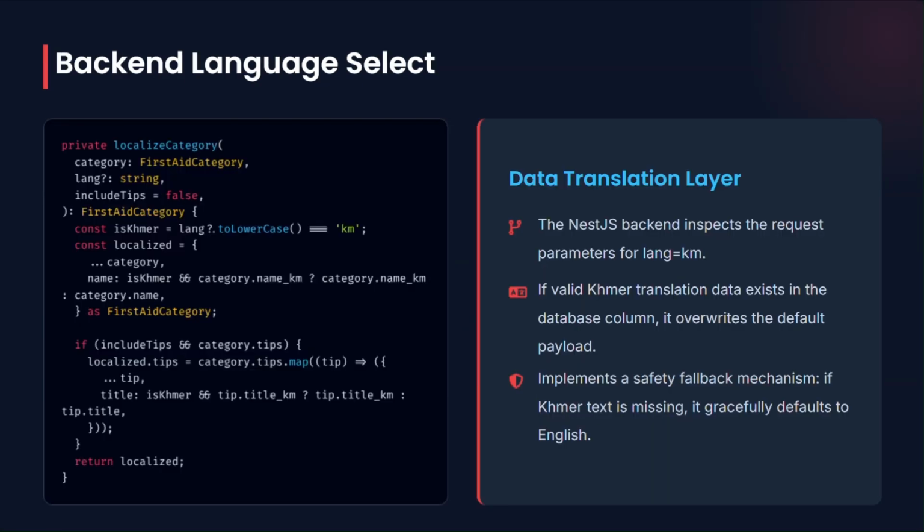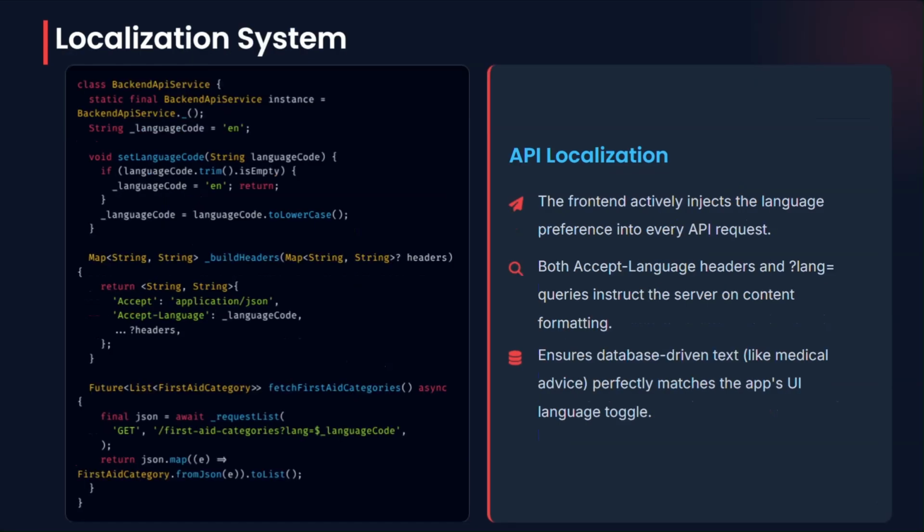Backend language selection. This function performs localization on the backend. It first checks whether the requested language is Khmer or English. If it's Khmer, it returns the Khmer category name and first aid instructions stored in the database. If the Khmer translation is not available in the database, the system will fall back to the English version automatically as a default language.